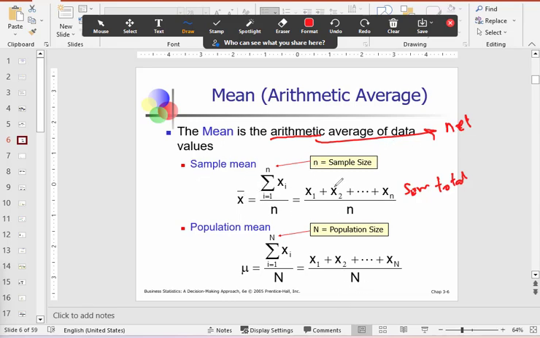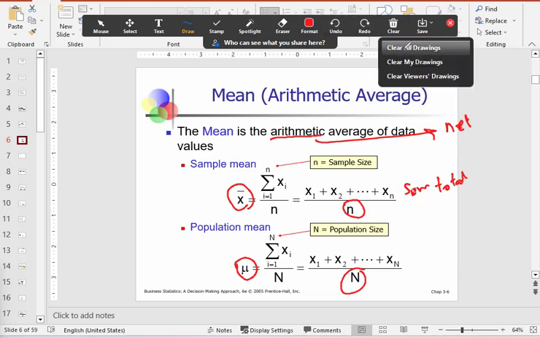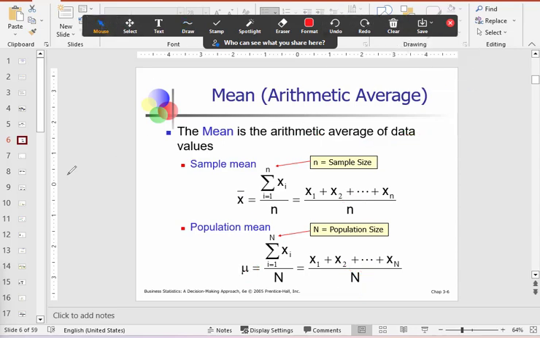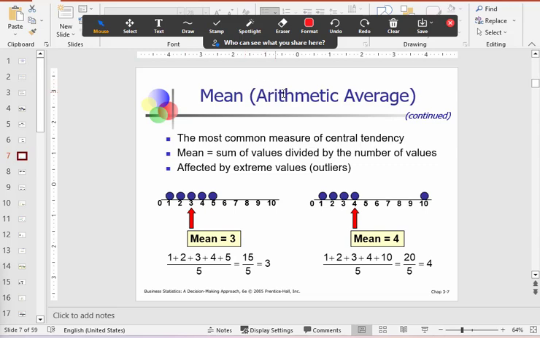So the sample mean formula is this, where n is small and the sample notation is x bar. For population, N is capital and the population notation is mu. So this is the arithmetic average that we discussed in the previous slide. Next we talk about the arithmetic mean average in terms of a number line.